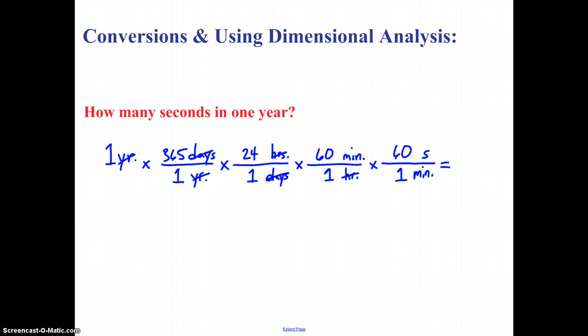Now we just have to do the math of all the fractions that we have here. This would, of course, be 365 times 24 times 60 times 60 divided by the product of all our denominators, which is all 1. Easy enough. Go ahead on your calculator and calculate that.